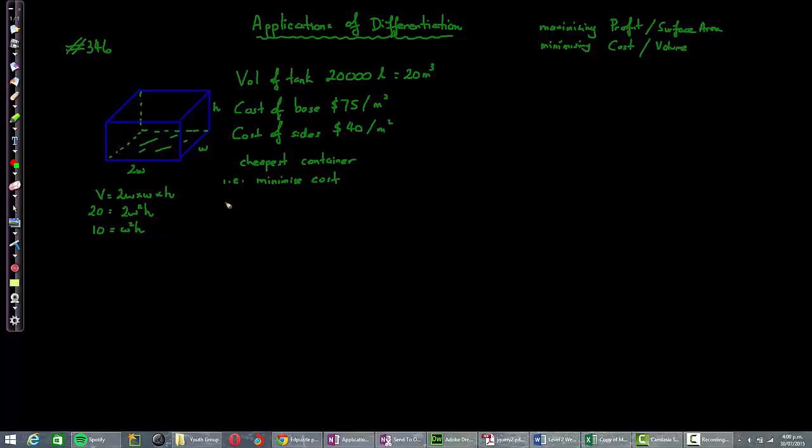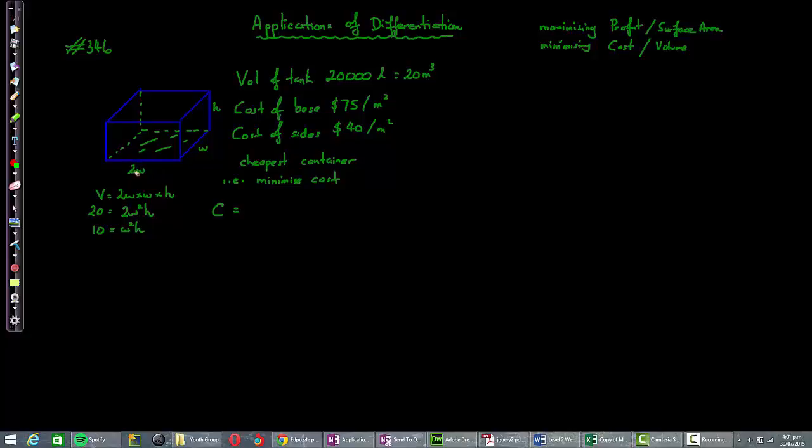To get the cost equation, I'm going to get the area of all the different sides. Remember, it doesn't have a top. Add those together, but also realize that it's a different cost for the sides and a different cost for the base. So let's try and come up with our cost equation. I'm going to call C cost. Let's have a look at the base for a start.